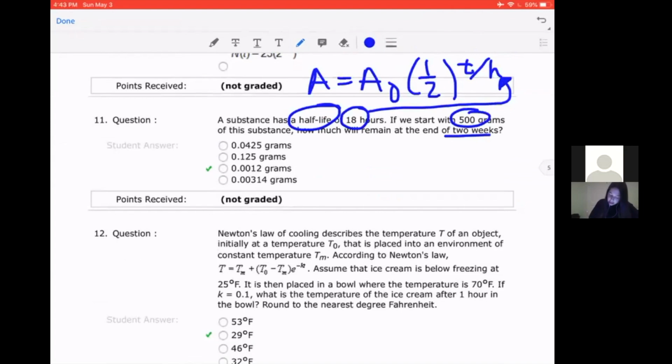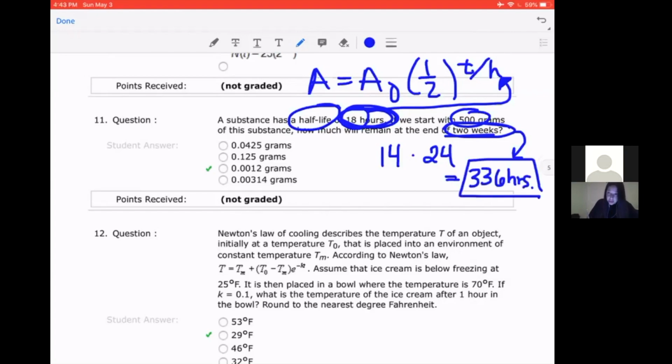All right. So what you want to be careful with as well here is you're working in hours and weeks. You cannot have that. You have to be in the same unit. So how do I turn 2 weeks into hours? 2 weeks is 14 days. So I would do 14 times 24 hours in a day. 14 times 24 gives me 336 hours. So please be careful, guys.